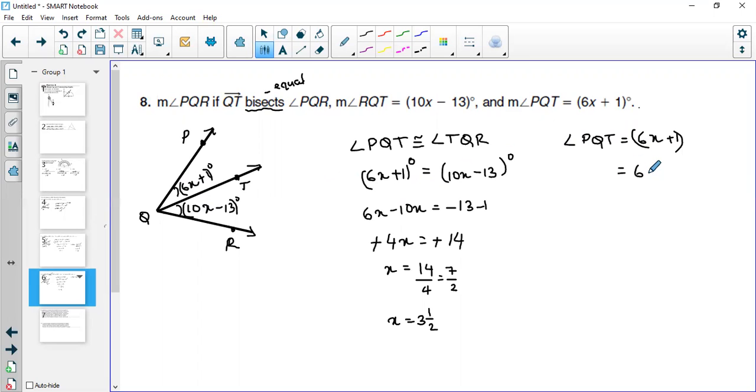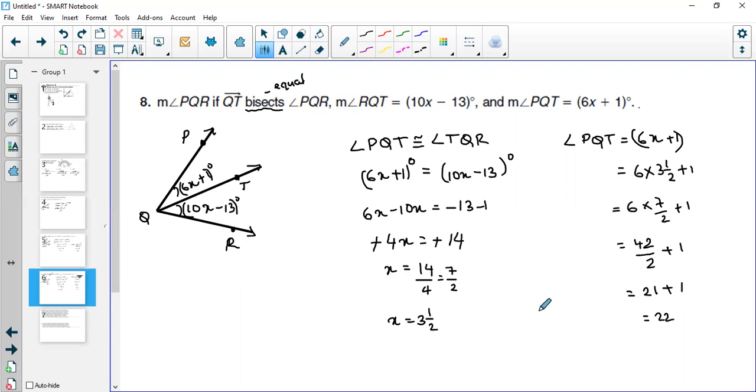So which means 6 multiplied by 3.5 plus 1. Now to make it easier, if you take it as 3.5, it's going to be easier rather than doing all this. But as I have taken this now, I have to do it. So you know that you have to change this into an improper fraction. That will give you 7 over 2 plus 1. So this is going to be 42 over 2 plus 1. So 42 over 2 is going to give you 21, plus 1 is going to give you 22. So the value of angle PQT is 22.